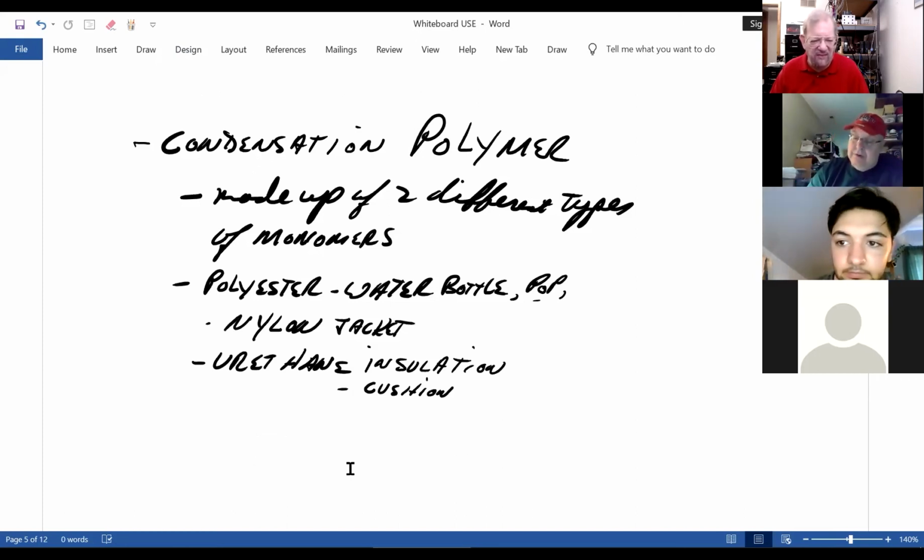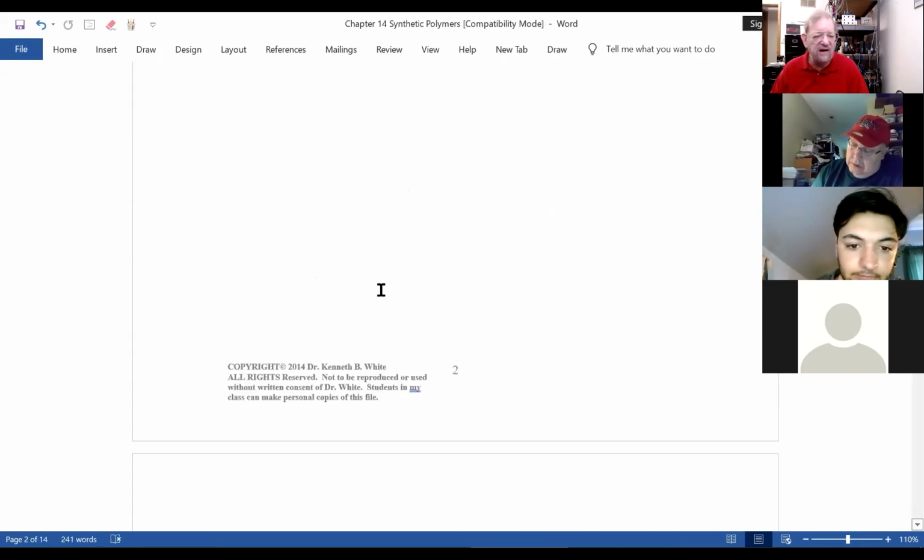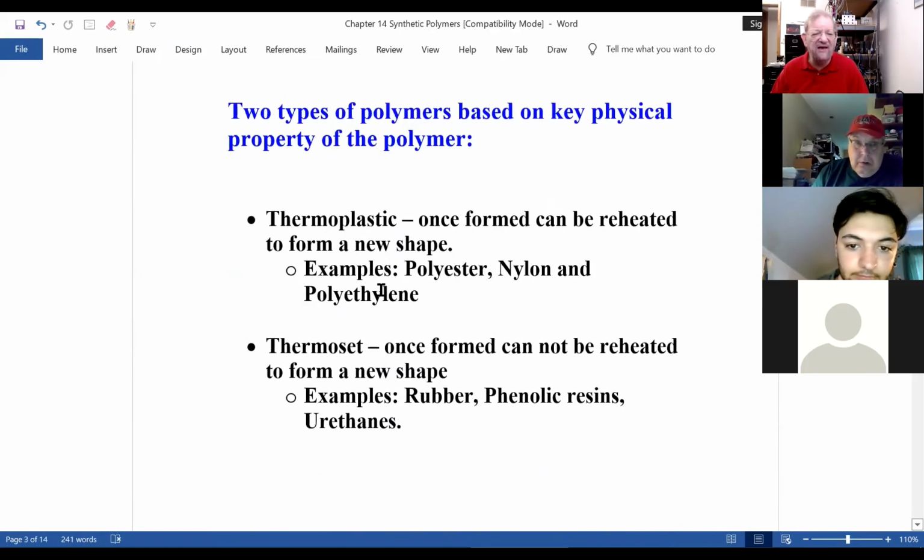All right, now there are two types of ways of identifying polymers. One is by its chemistry, and that's the addition polymers and condensation polymers. The other is by a key physical property. And one type is the thermoplastic.